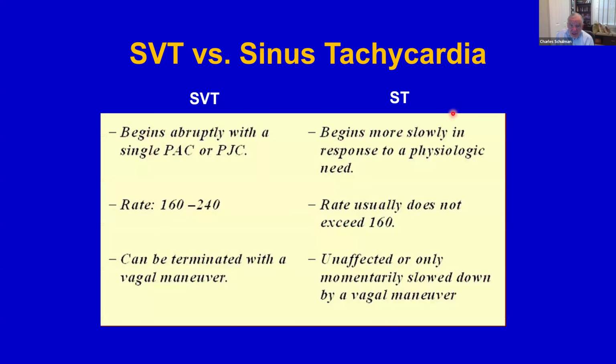Some of the differences between sinus tachycardia and supraventricular tachycardias: the SVTs begin abruptly. The rate is somewhere between 160 and 240, and they can be terminated by a vagal maneuver. Whereas sinus tachycardia begins more gradually in response to a physiologic need. Usually the rate isn't over 160, not that it's impossible, just usually isn't. And a vagal maneuver may not have any effect, or it may momentarily slow it down, but it won't convert it.